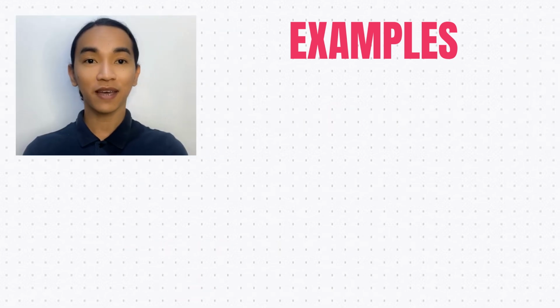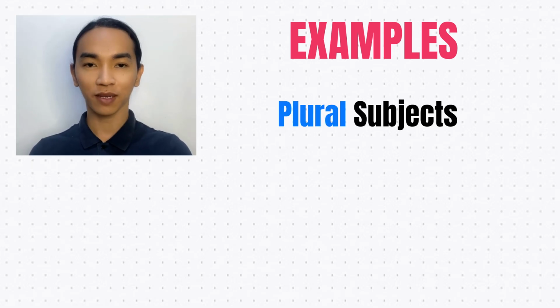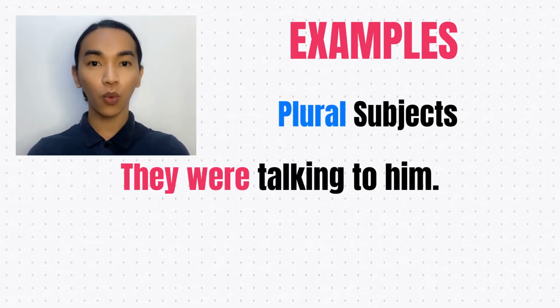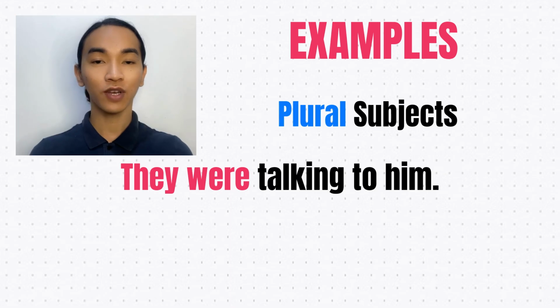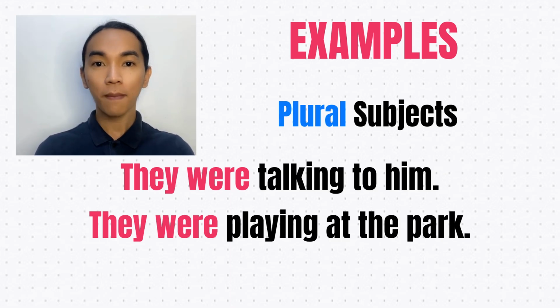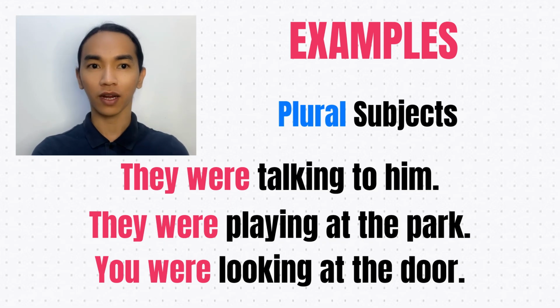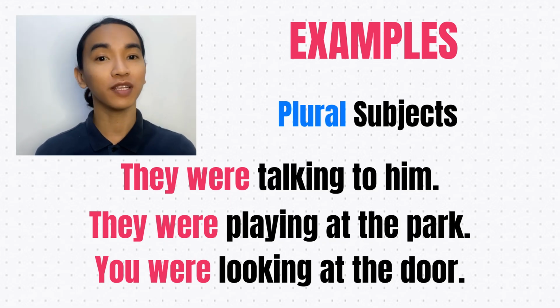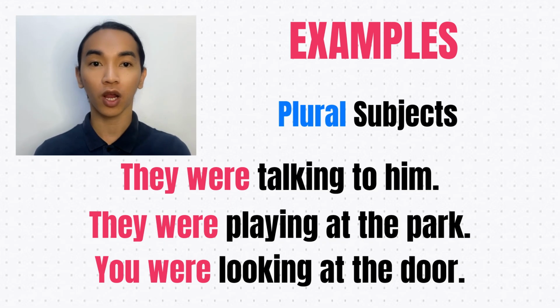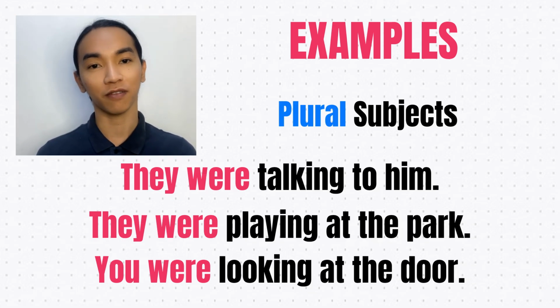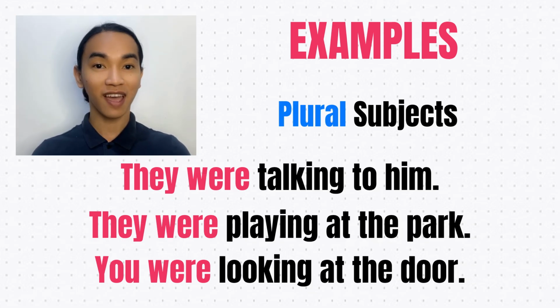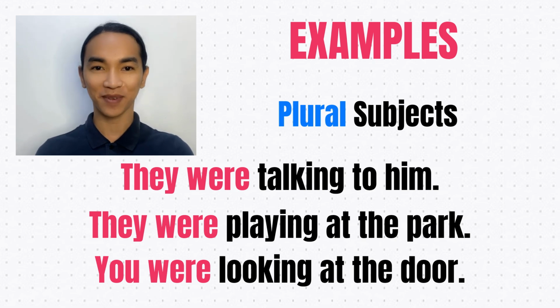Now let's talk about sentences with plural subjects. They were talking to him. They were playing at the park. You were looking at the door. So all of these are plural subjects using were for your plural be verb. Okay? Now it's your time to think of your own examples.